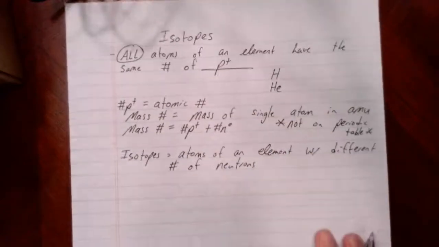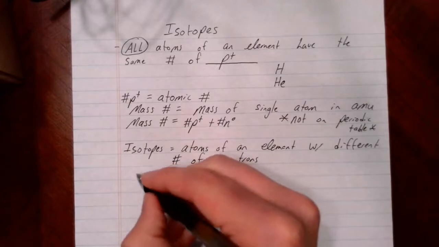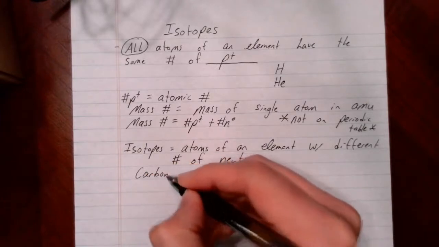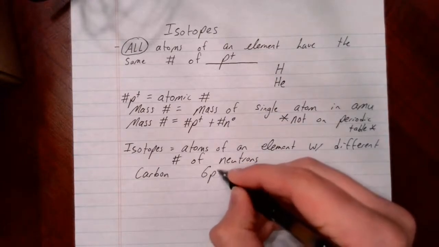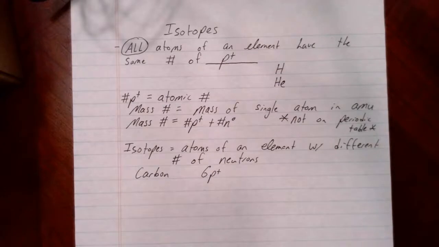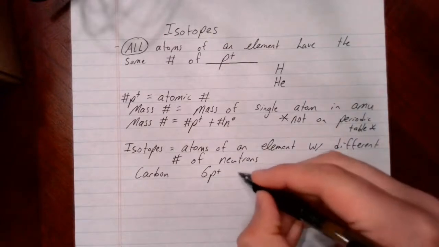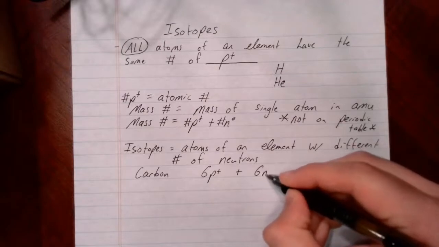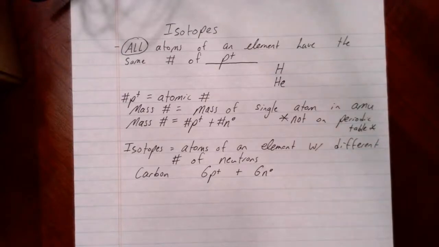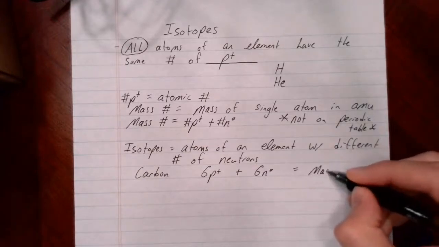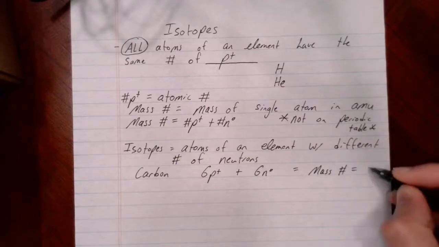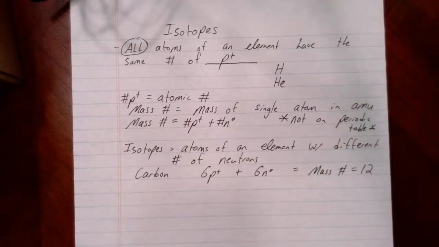Okay. So let's take carbon, for example. Carbon, by definition, always has to have 6 protons. Okay? If it does not have 6 protons, it is not carbon. But carbon can have different numbers of neutrons. So let's say one carbon atom has 6 neutrons. If a carbon atom has 6 protons plus 6 neutrons, its mass number is 12. We simply add together 6 plus 6.